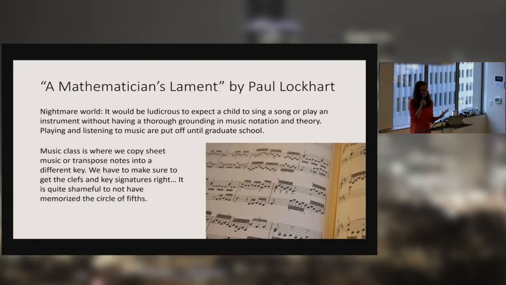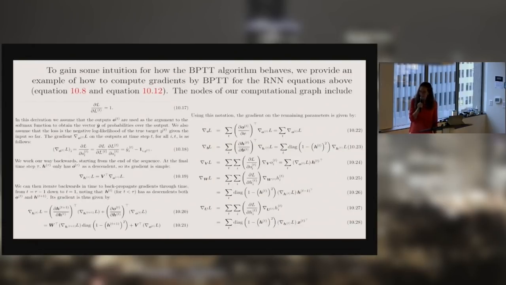We force students to learn dry, disconnected notation and save the really fun and creative parts till after most of them have dropped out of the field. And sadly, we're often carrying this over into deep learning as well. This is how the most popular textbook on deep learning encourages you to develop intuition for back propagation through time. So what do you think? Is this pretty intuitive? This is Ian Goodfellow's book, and I think it's a useful resource, but ultimately it's a theoretical math textbook, and there's no code in the book.